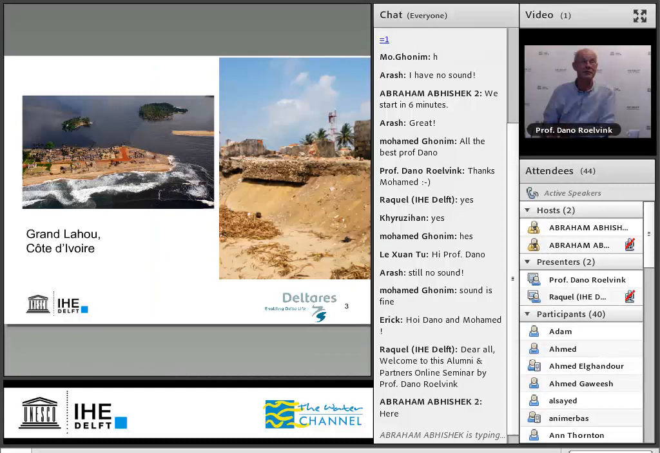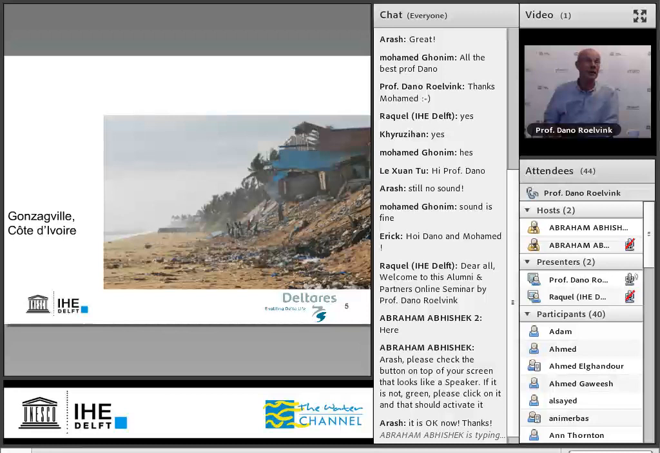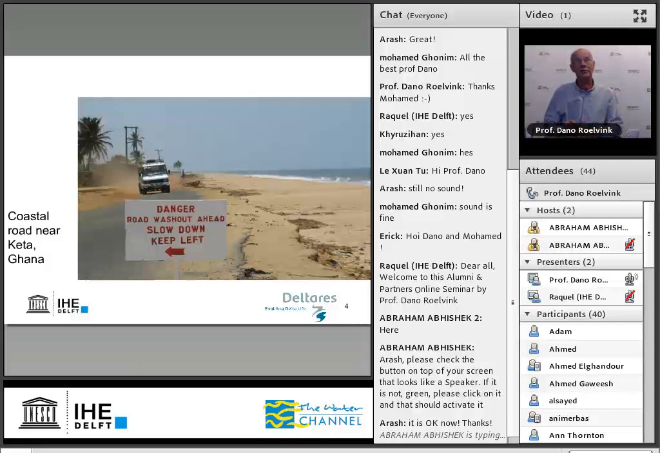We have sometimes migrating tidal inlets, like here in Grand Laou in Ivory Coast, where this spit used to be extended 400 meters to the east just a couple of years ago, and they've now almost completely abandoned this spit. Here, near the Volta mouth, you see this road really being endangered. Now it's a big rock wall and it's protected, but there's no beach anymore.